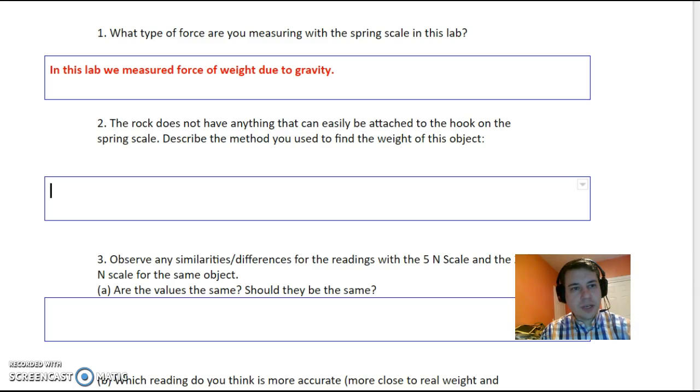For your first answer right here, what type of force do you measure in this lab with the spring scale? Spring scales, of course, measure forces, so we were measuring a force. In this lab, we measured the force of weight, the weight on the object due to gravity. That would be the best answer. Make sure there's a turnaround. One-word answers like "weight" would not be appropriate and should not receive full credit.